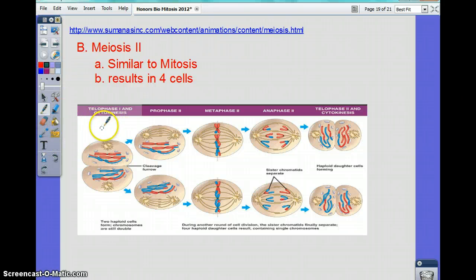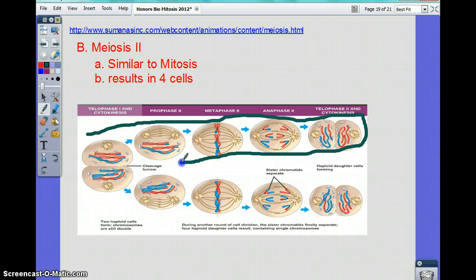And meiosis 2 is very much the same as mitosis. Let's take, for example, just this set of cells. Although they're gamete cells, so that makes it different. You have the original cell, and the daughter cells are identical to the original cell. The difference is they're gamete cells, and you start with two cells resulting in four daughter cells.